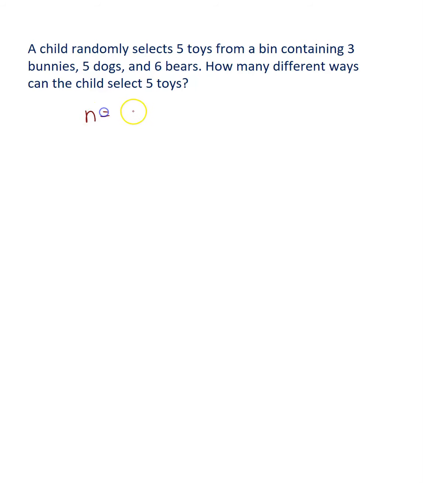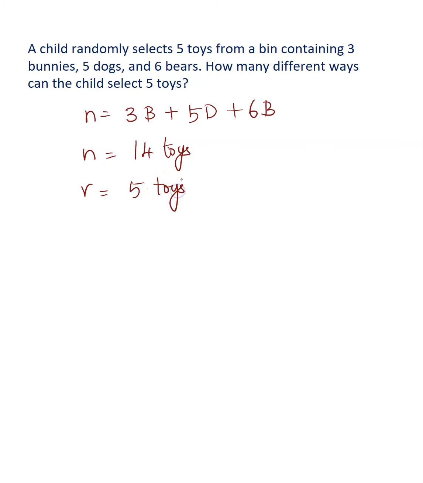So what is n? n is the total number of toys that are available. We have 3 bunnies plus 5 dogs plus 6 bears. The child has a total of 14 toys to choose from, and he wants to choose 5 toys. Because the order doesn't matter, we go with a combination. So that's going to be 14C5.